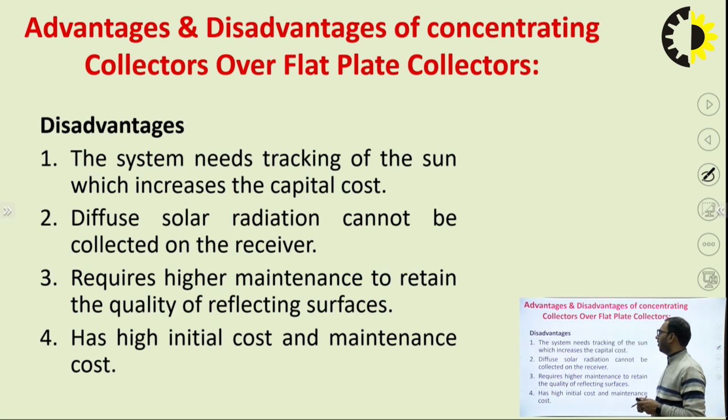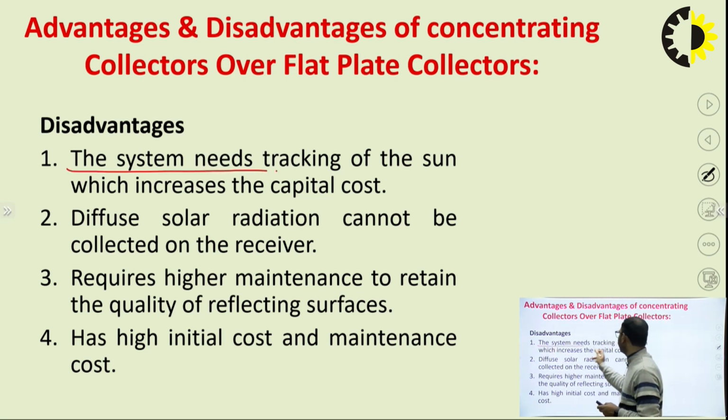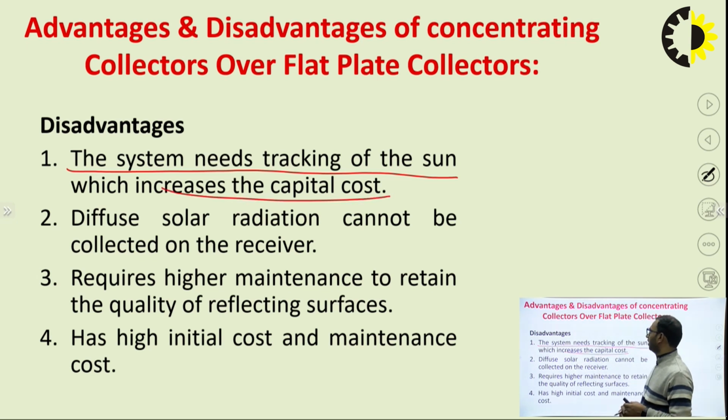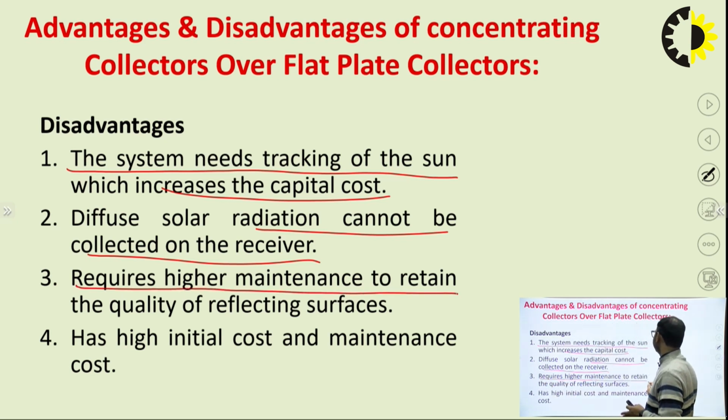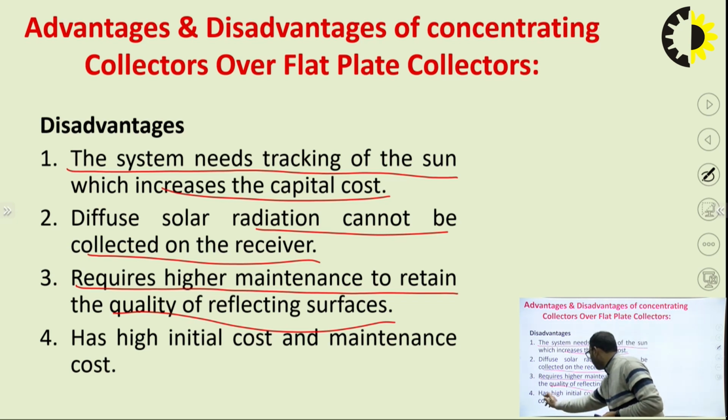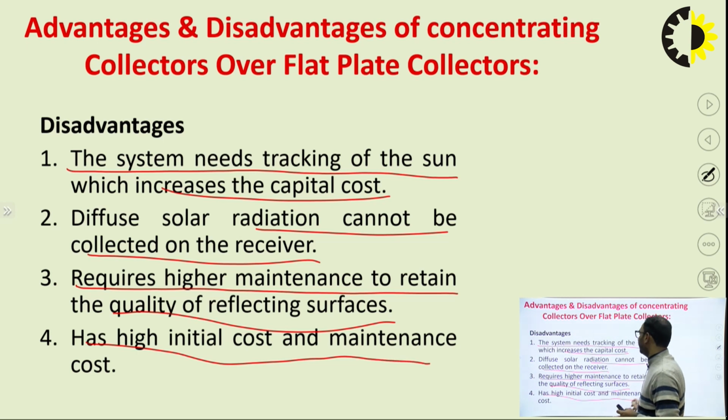Now, if we are talking about the disadvantages, the first disadvantage is that the system needs tracking of the sun, which increases the capital cost, and diffuse solar radiation cannot be collected on the receiver. Concentrating type collectors require higher maintenance to retain the quality of reflecting surfaces compared to flat plate collectors. They also have high initial cost and maintenance cost compared to flat plate collectors.